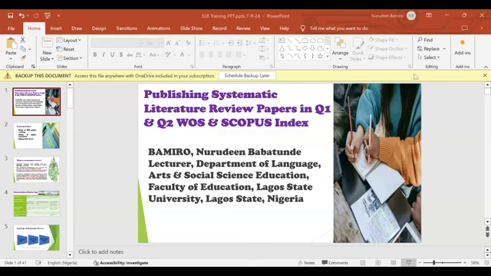Also, in writing the systematic review, we must note that we must establish why we want to carry out the review. Why do you intend to carry out the review? What is the intention? Why do you decide to carry out the review? Then, when you carry out the review, how do you carry out the review?